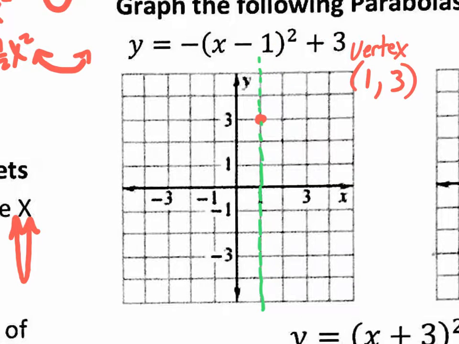Instead of doing all that, because our a value is negative 1, it's opening down, and we can use the pattern 1, 1, 2, 4, 3, 9. So from here, 1 over, 1 down, put a dot there. And then go back to the origin and go 2 over, 4 down, put a dot there. And you could go back to the origin and go 3 over, 9 down. 1, 2, 3. 1, 2, 3, 4, 5, 6, 7, 8, 9. 1 unit off. I guess I'll plot it even though it's 1 unit off. Map it over to the other side. And you could draw your parabola.